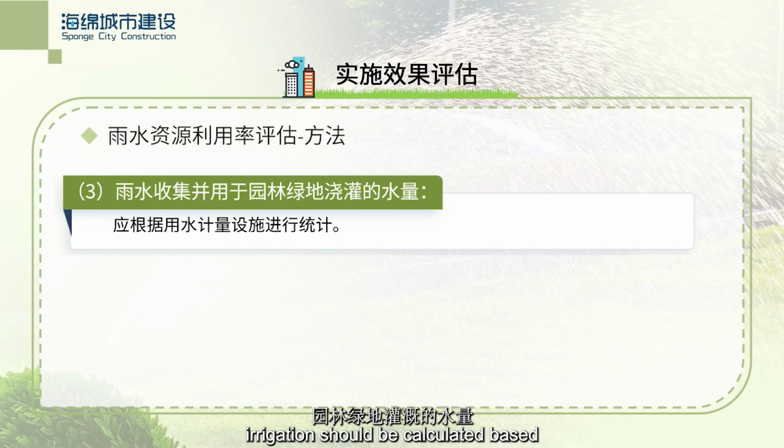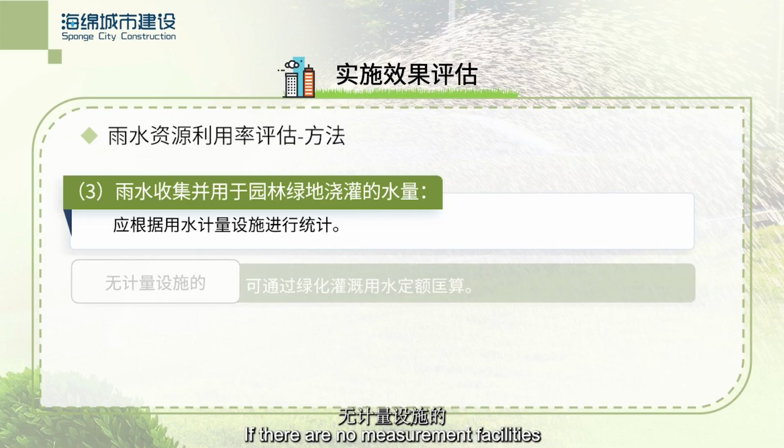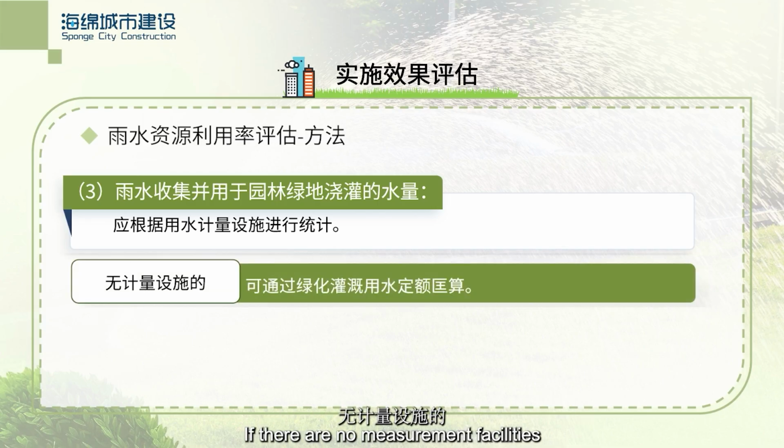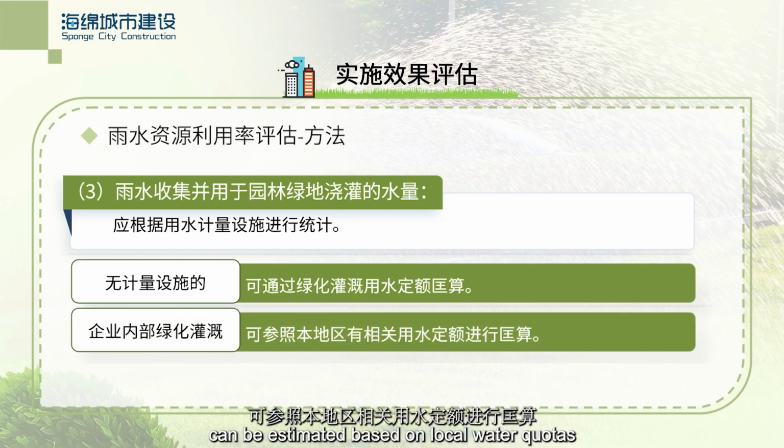Irrigation should be calculated based on water measurement facilities. If there are no measurement facilities, estimations can be made based on the water quota for landscaping irrigation. Internal landscaping irrigation in enterprises can be estimated based on local water quotas.